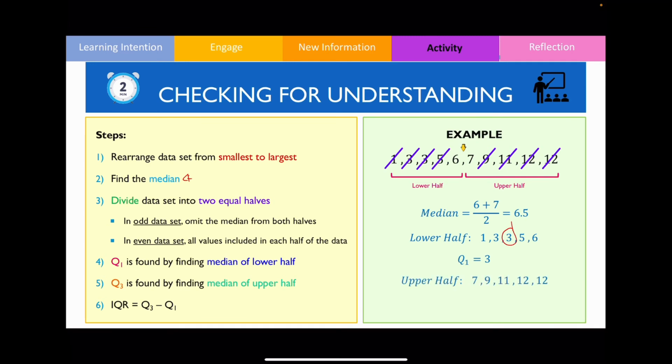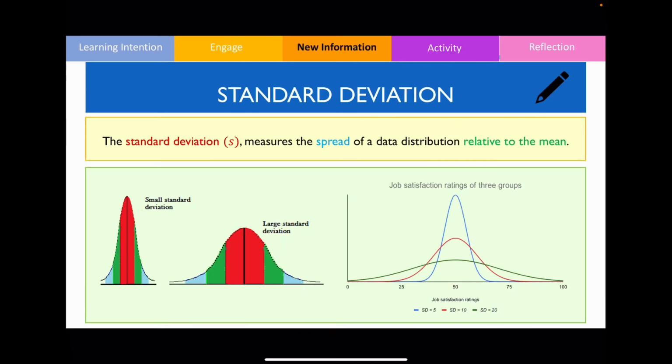For the upper half, I can see that the third quartile is equal to 11, and therefore the IQR can be found by going 11 minus 3, which is equal to 8. The next thing that I'd like to talk about is the standard deviation.